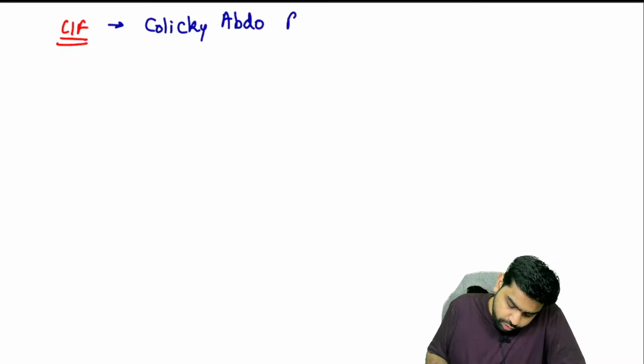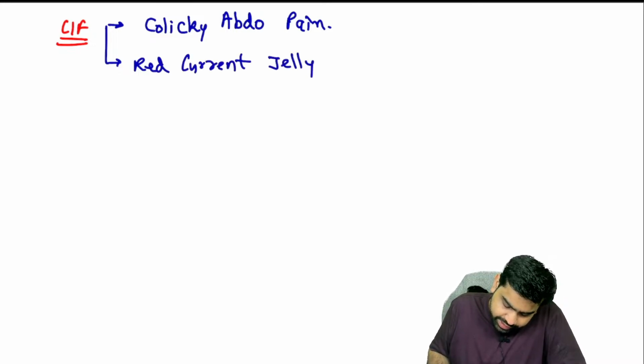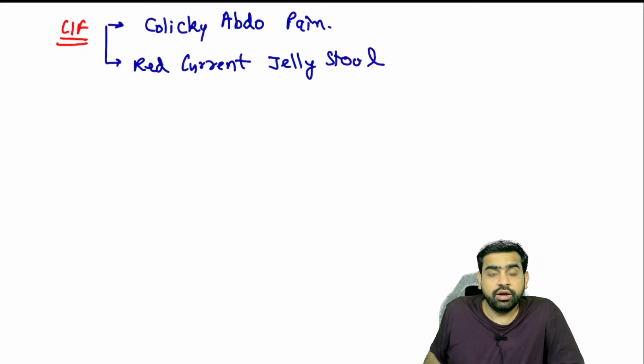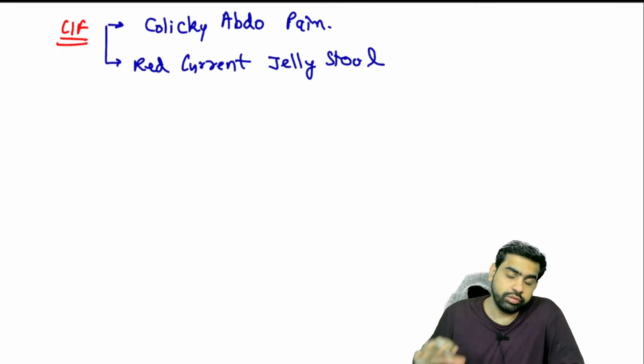Abdominal pain is going to be there. The patients may also have something which is called a red currant jelly stool. Okay, so what the patients may have is a red currant jelly stool. That can also happen in these particular patients.